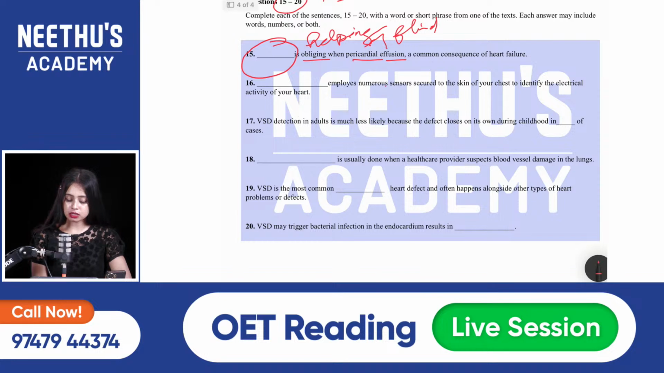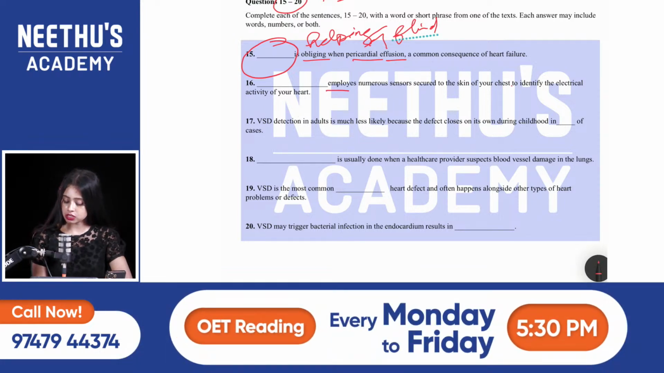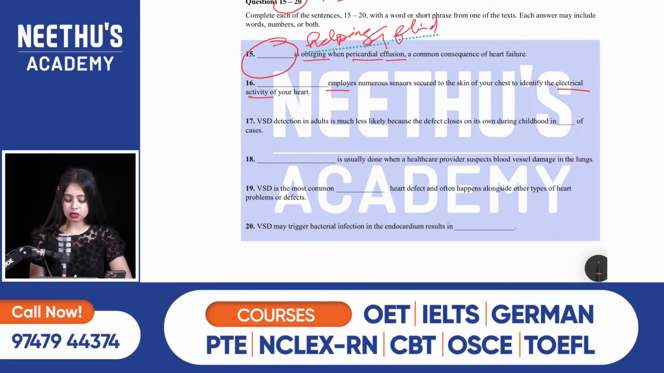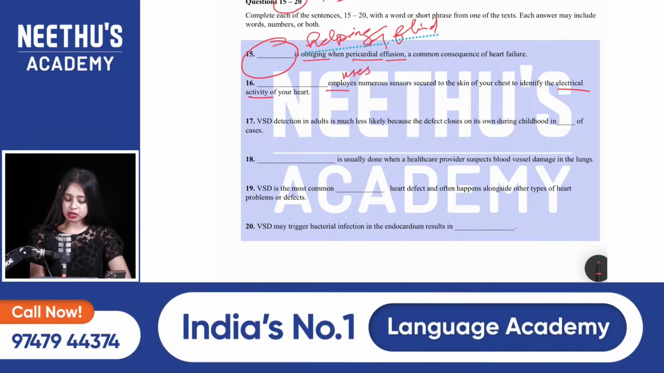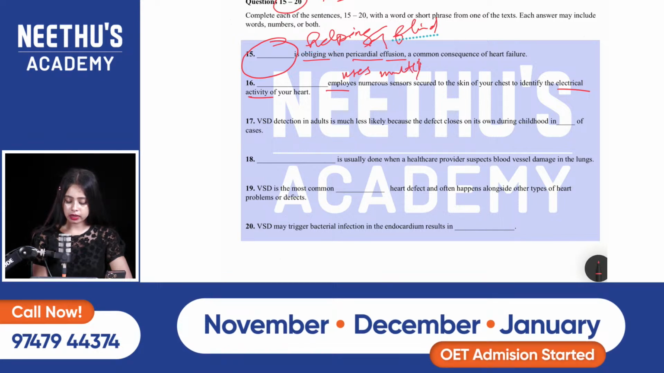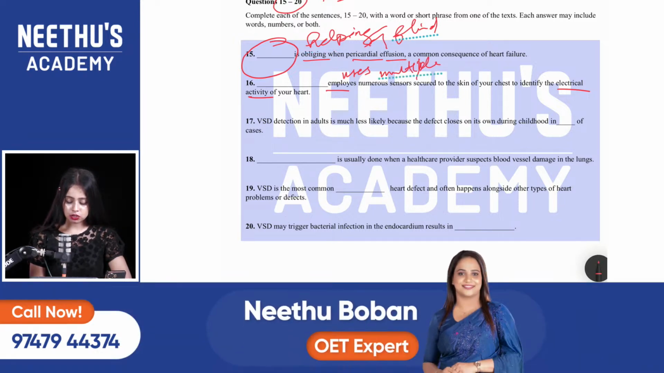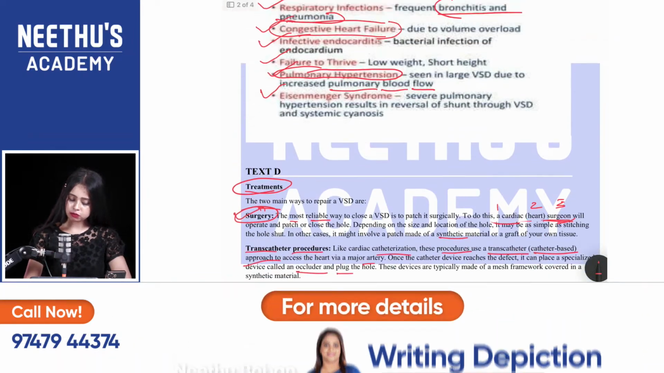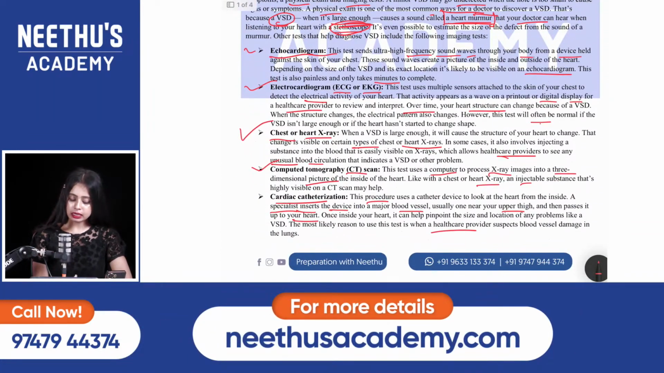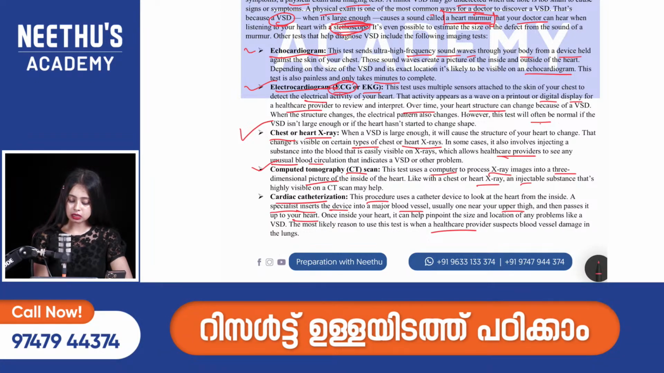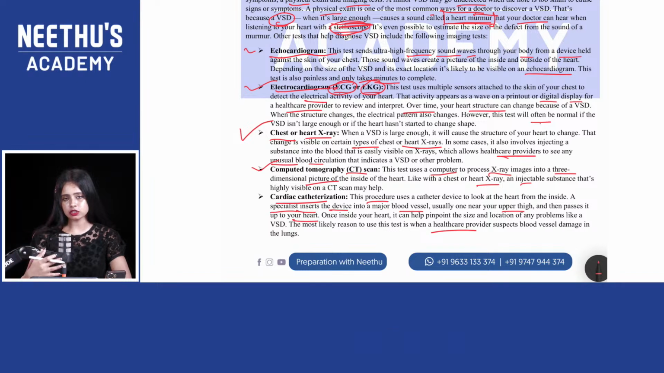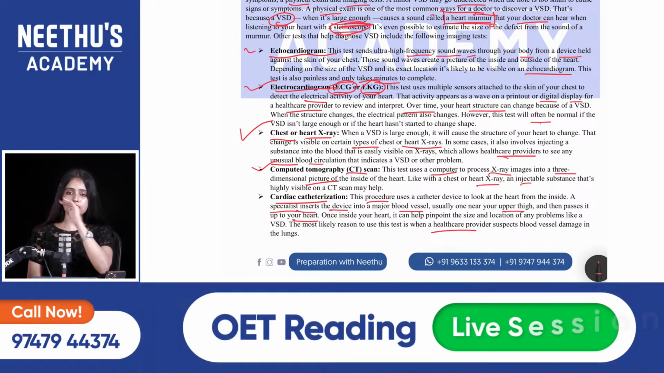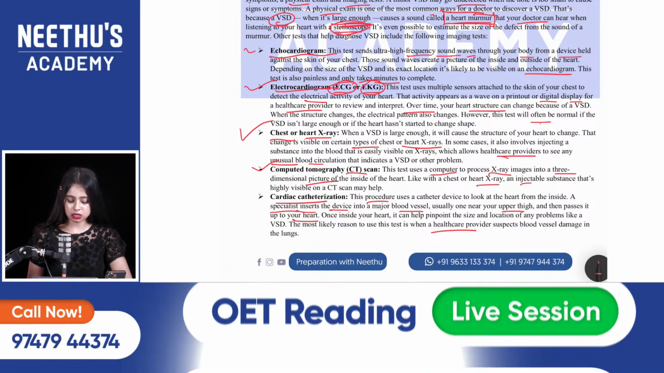16th one. Dash employs numerous sensors secured to the skin of your chest to identify the electrical activity of your heart. So what about 16th one? Dash employs, which means uses, numerous sensors, which means multiple, secured to the skin of your chest to identify the electrical activity of your heart. And it's used for diagnosis, right? So either you can write electrocardiogram or you can write the abbreviation ECG or EKG. Both are correct. Okay, yeah, ECG. Yes, very good.